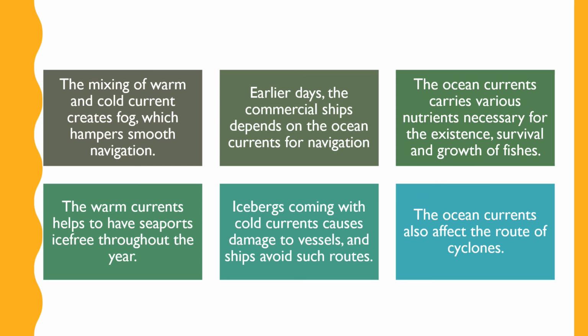The warm currents help to keep seaports ice-free throughout the year. Icebergs coming with cold current cause damage to vessels, so ships avoid such routes. The ocean currents also affect the route of cyclones.